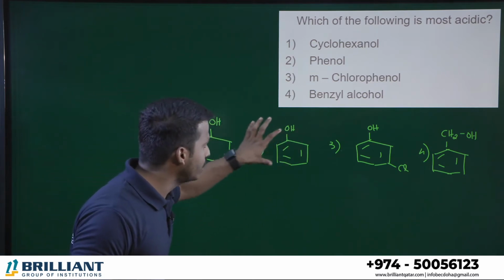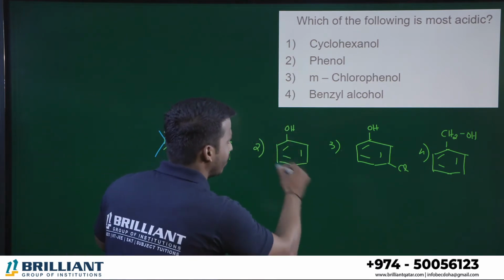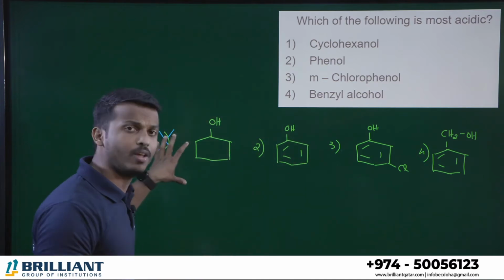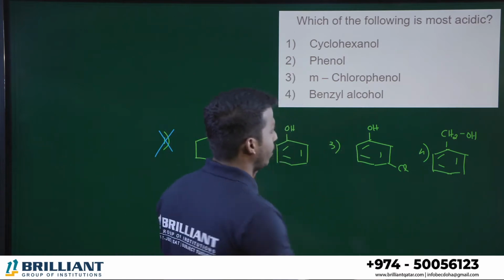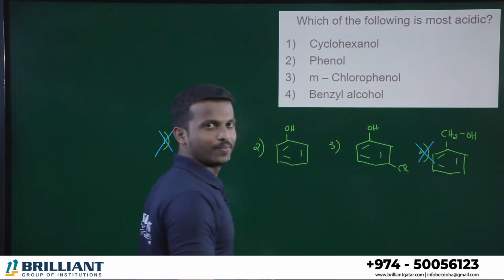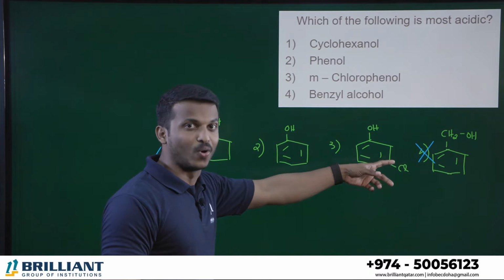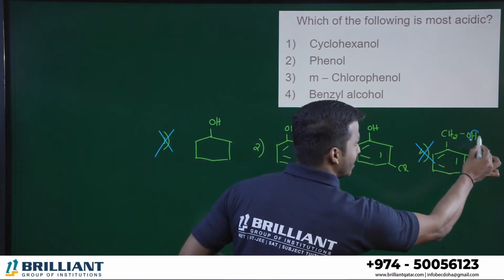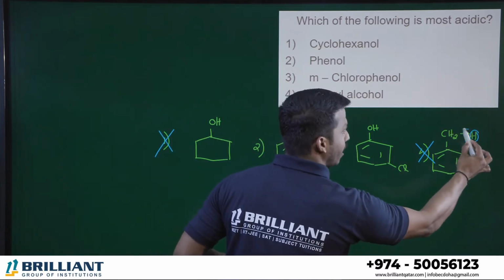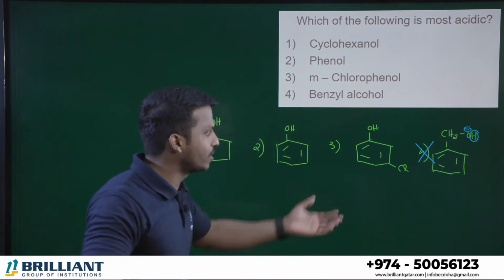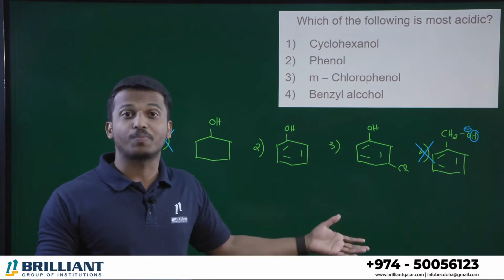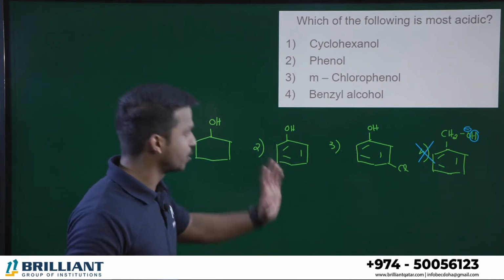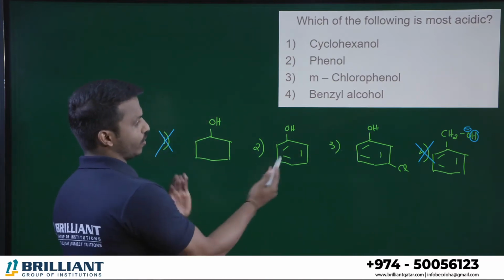You see that if you remove the hydrogen atom, resonance stabilization is there. Definitely we can cancel option number 1. And I think we can cancel option number 4 also because that is benzyl alcohol. If you remove this hydrogen as H plus ion, the remaining compound is not stable because that oxygen atom is not directly connected to the benzene ring. It cannot make any resonance. So that's not possible. Either 2 or 3.